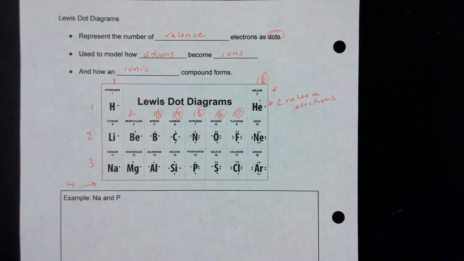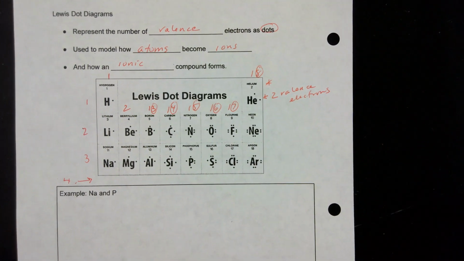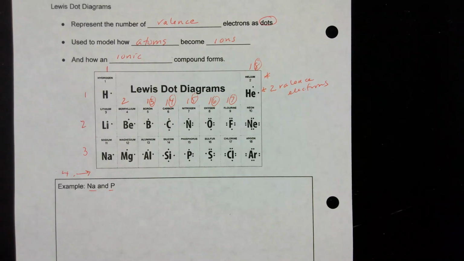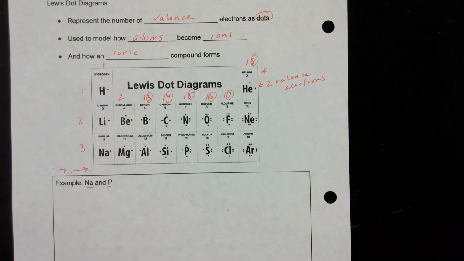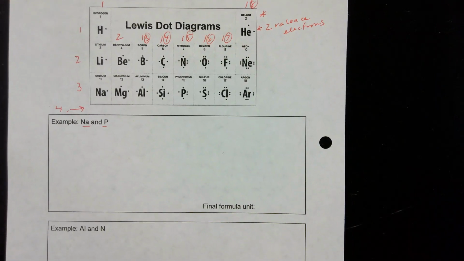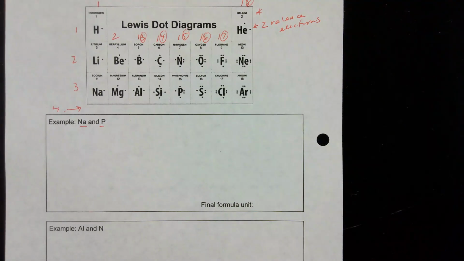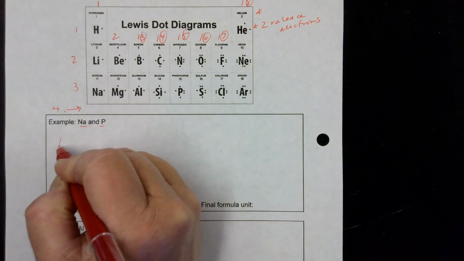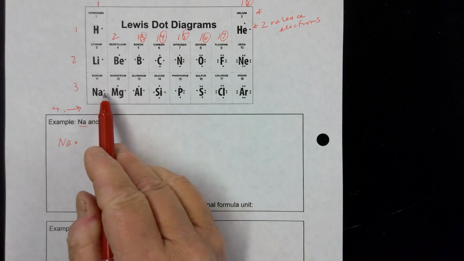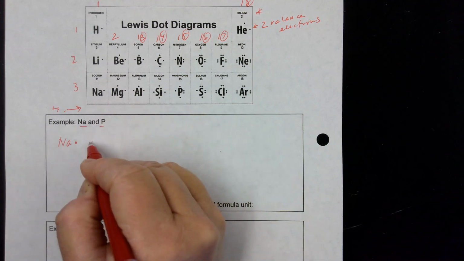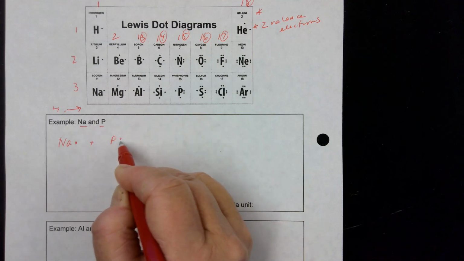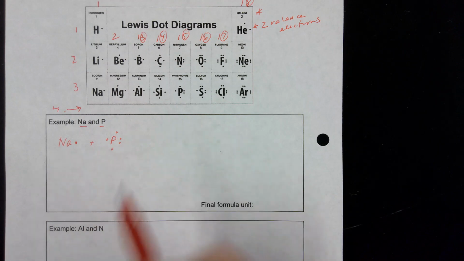Okay, so using this, we are going to show how sodium and phosphorus atoms are going to become ions and show what those Lewis structures will look like as they form in the ionic compound. So if we start with Na, which is a 1 valence electron, and then right next to it I'm going to put a plus sign, and we're going to put phosphorus. So phosphorus has 5 valence electrons.